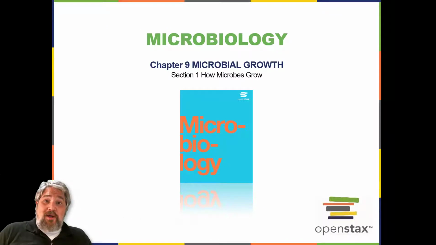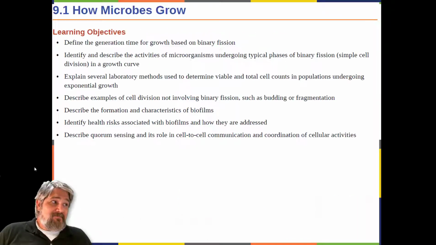Section 1. How microbes grow. Learning objectives. Define the generation time for growth based on binary fission. Identify and describe the activities of microorganisms undergoing typical phases of binary fission, simple cell division, and a growth curve. Explain several laboratory methods used to determine viable and total cell counts in populations undergoing exponential growth.